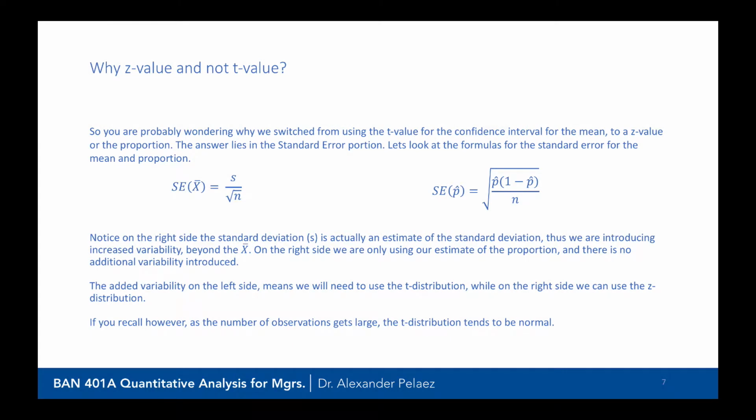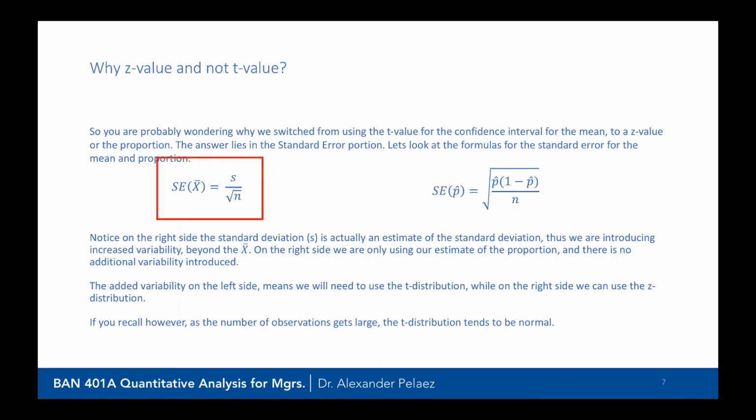Now, why are we using the z value and not the t value, since we had been talking about the variance before for the confidence interval around the population mean, and we switched to a t value? Why are we switching back to a z value? Well, let's look at the formulas for the standard error again and understand why this is occurring.